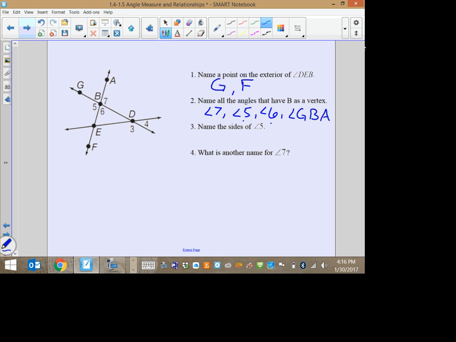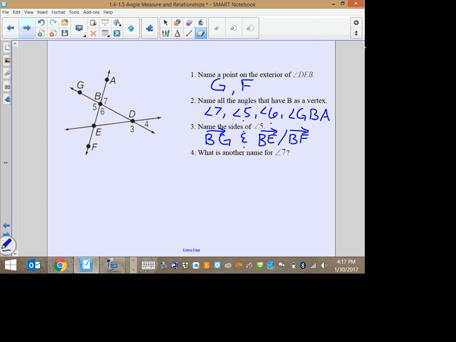Name the sides of angle 5. So we have angle 5 here. And note the vertex is B. So we're going to start with B and extend out through G for our first side. So I'm going to write ray BG. And then I'm also again going to start at B and extend out through E. So I'm going to call it ray BE. You could also call ray BE ray BF because it does go through point F here as well.